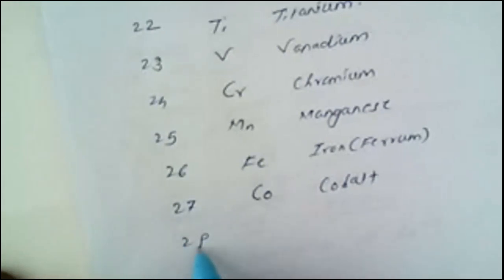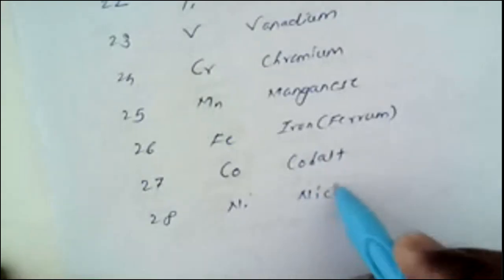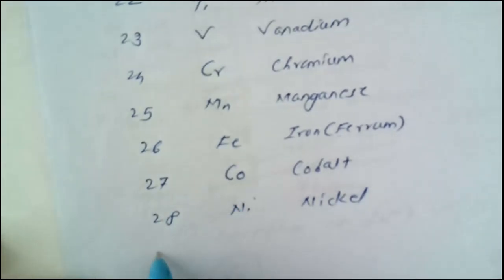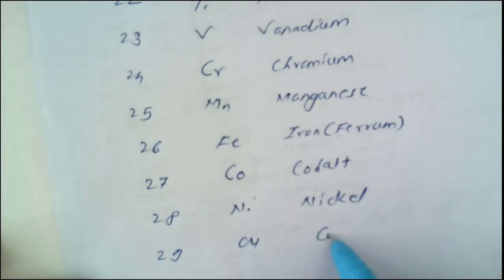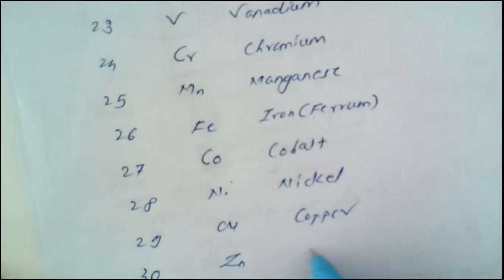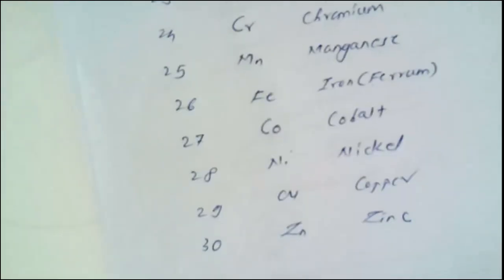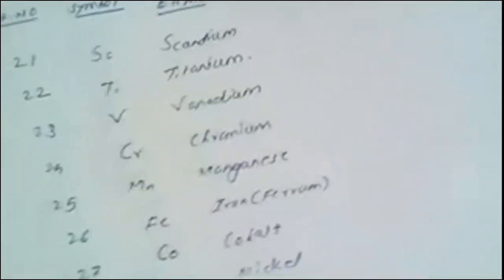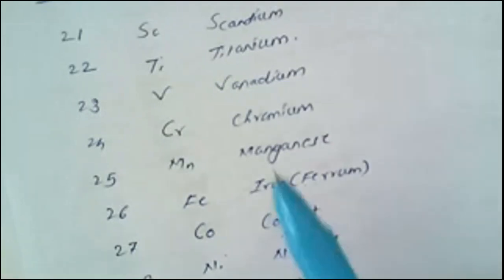Atomic number 28 is nickel. Symbol is Ni. The name of the element is nickel. Then the ninth member is Cu, capital C, small u. Name of the element is copper. And the last member having atomic number 30 is zinc, having symbol Zn. So this is how we have listed all the 10 members from atomic number 21 to atomic number 30, that is zinc.